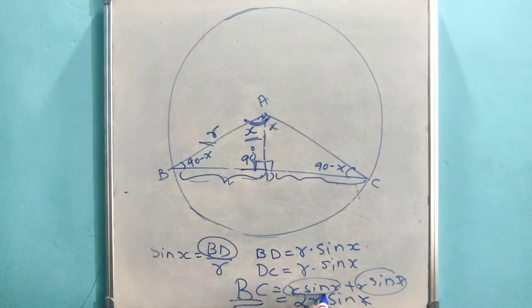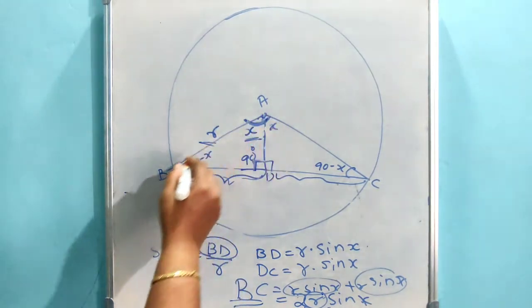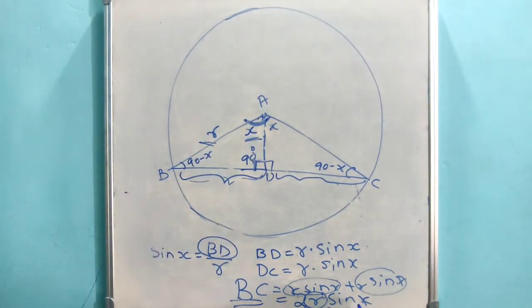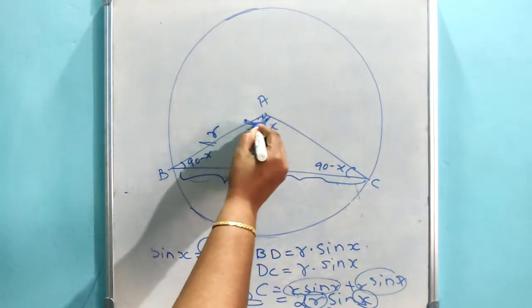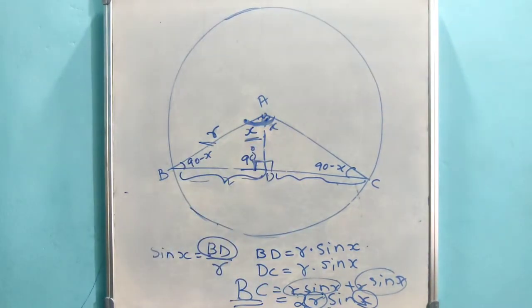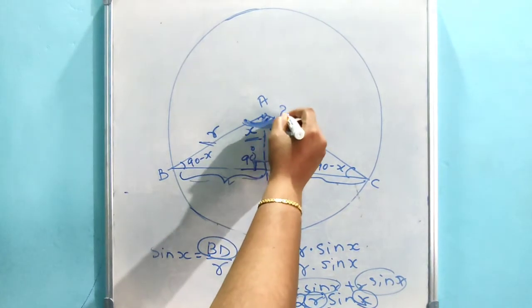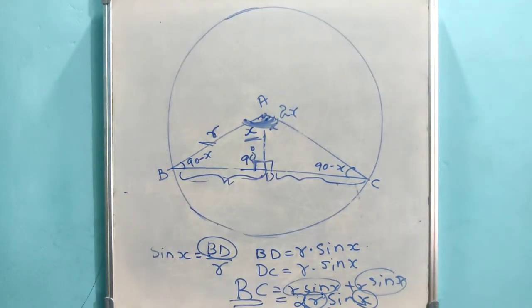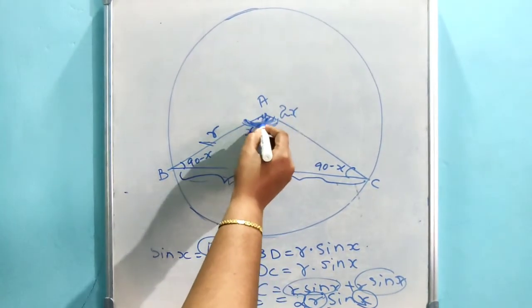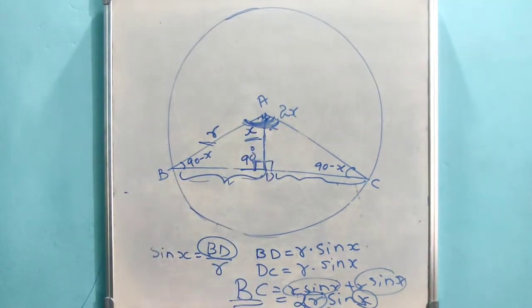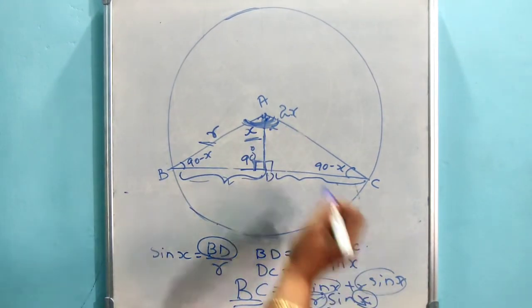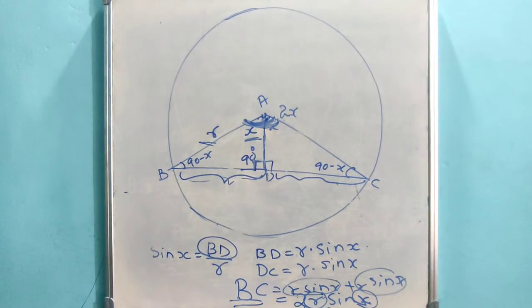What is R? R is the radius of the circle. And what is x? x is half of the central angle. We took the central angle of this chord as 2x in the beginning, and when we draw the perpendicular, we get these two angles as x each. So this x is actually half of the central angle.